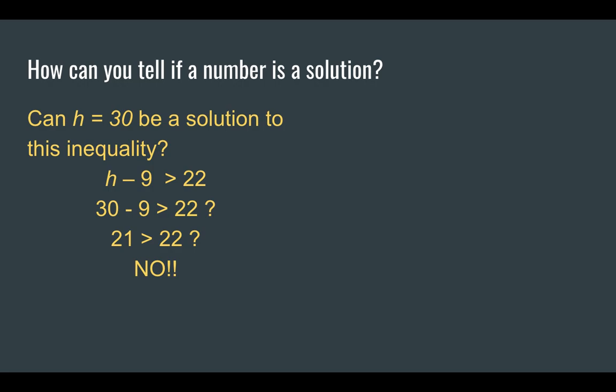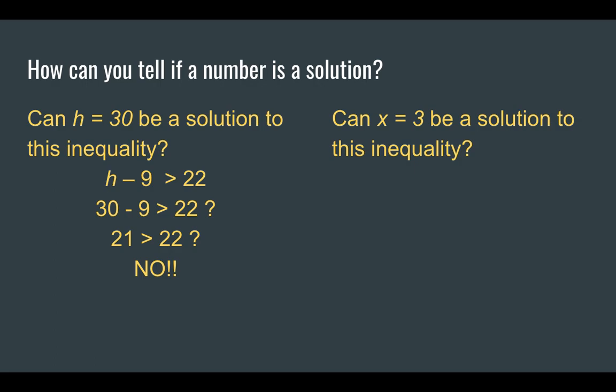Let's look at another one. Can x equal 3 be a solution to this inequality? X plus 4 is less than 10. So the first thing we're going to do is plug in a 3 for x. So 3 plus 4 is less than 10. Now we want to know, is this true? Is 7 less than 10? Yes. So x could equal 3, and we would get a true statement.